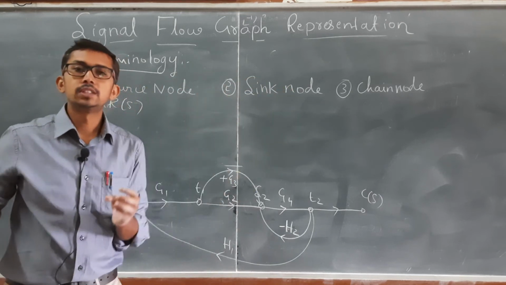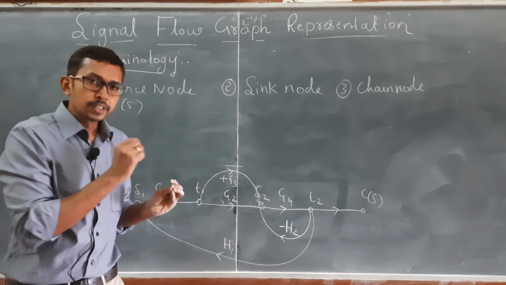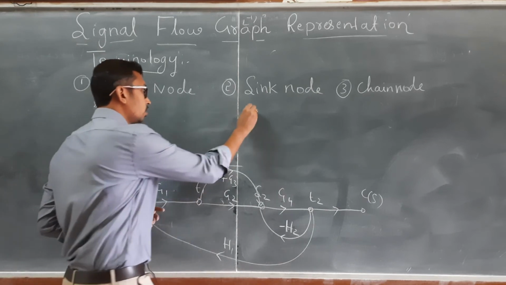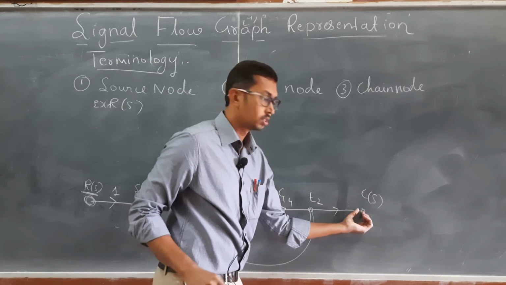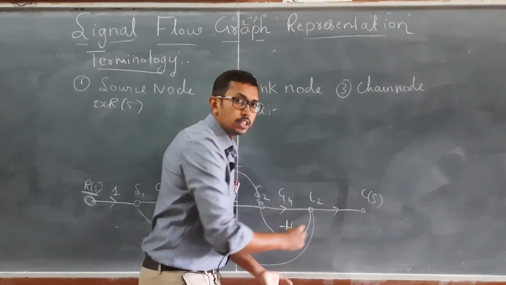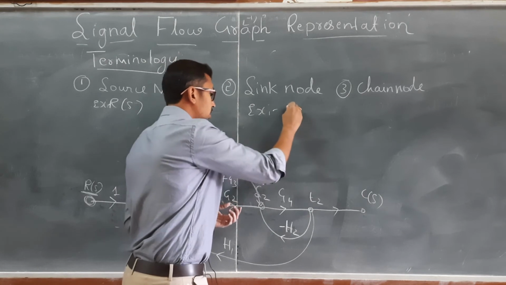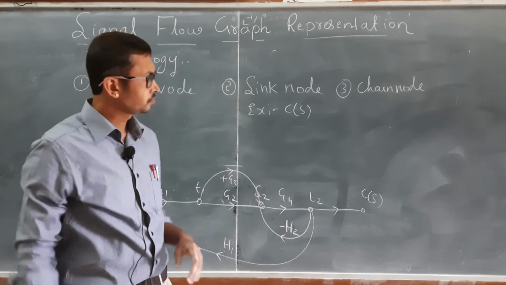The node which is having only incoming branches, then that we are going to call as what? Sink node. What is the example over here? It will be the last node. This node is having only incoming branches. Then it is called as what? Sink node. Here the example is C of S. It is a sink node.